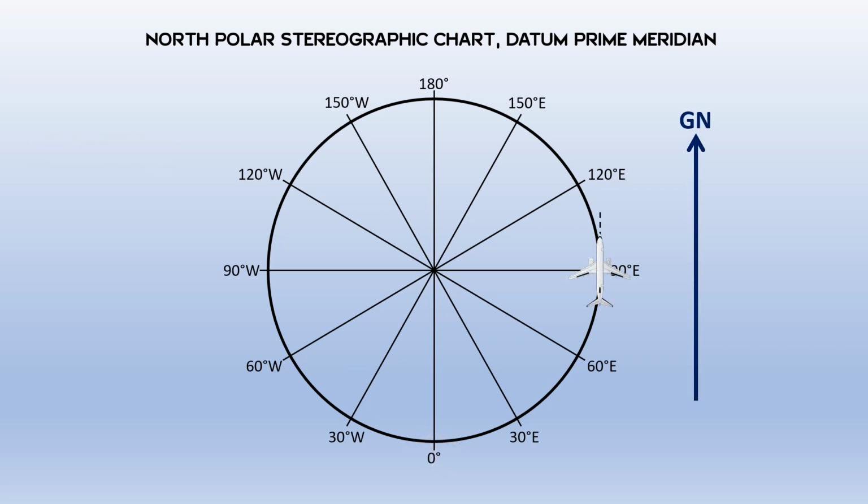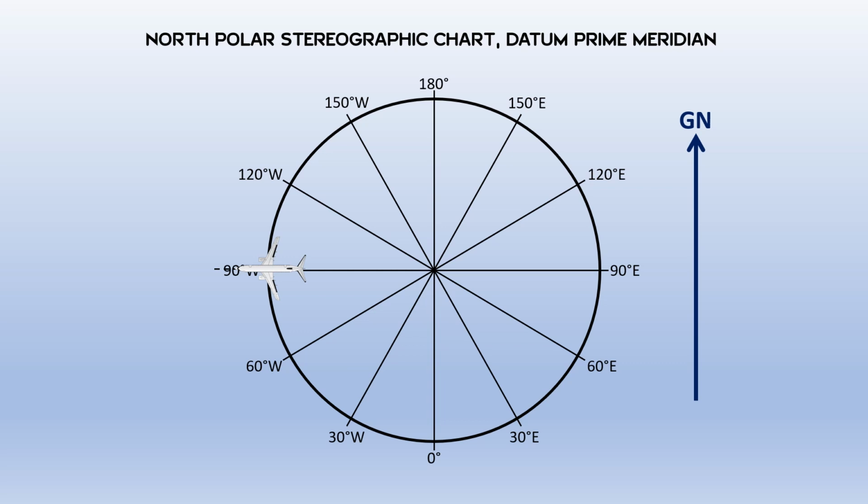Here is another aircraft on the same chart in a different position. The direction of true north is toward the center of the diagram as shown by the red arrow. True direction is measured clockwise from true north toward the direction line. True direction is 090. Grid north is pointed toward the top of the chart as shown by the blue arrow. Grid direction is 360.